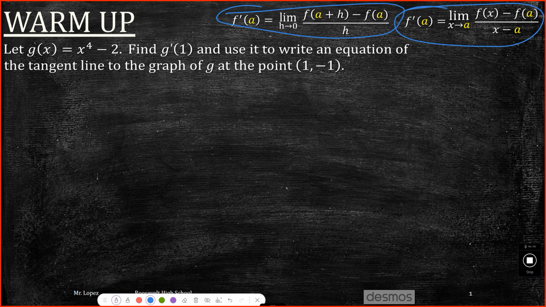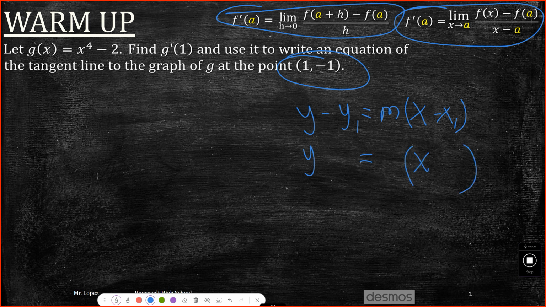Okay, first of all, we know that we want to find the equation of the tangent line to the graph of g at this point (1, -1). So what was that point-slope form? Point-slope form said something like y minus y1 equals m times (x minus x1). And so we need to find three things, three things that we've got to plug in there.